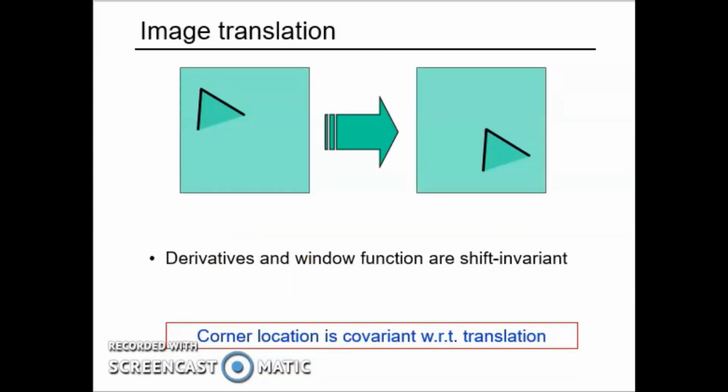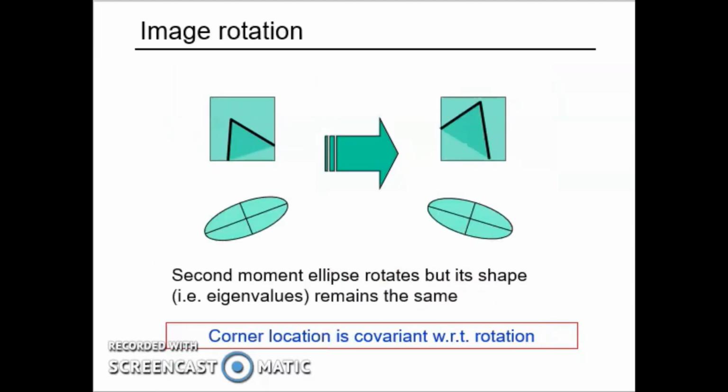Now the second thing is image translation. If we have this image and it is transformed such that this corner now comes at this particular location, the derivatives and window function are shift invariant, and therefore the corner location is covariant with respect to translation. It doesn't matter where the corner is going to be, we will always be able to detect the corner at the right location. And then the third transformation that we want to talk about is image rotation.